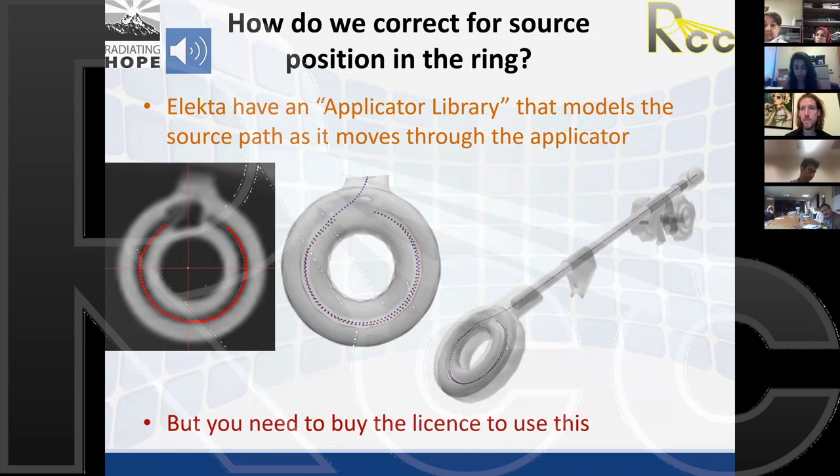Unfortunately, at the moment, to have an applicator library within the HDR brachytherapy planning system, you need to purchase a separate license to do this. I'll just point out now, if anyone does not have the license, you should talk with Ben, myself, and Claire, and we can do our best to get that license donated for you through our organizations and by Elekta. So if you don't have it, it's very helpful, so talk to us and we can try and get it donated for you.